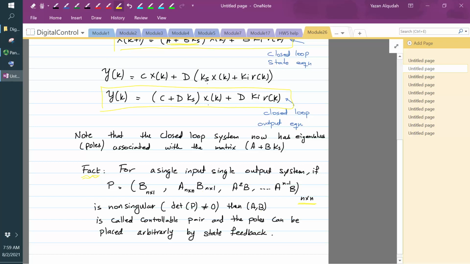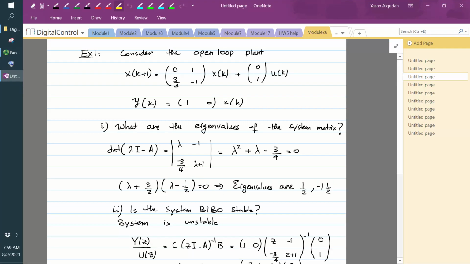And therefore, that means we can place the poles arbitrarily at any location by the state feedback. So again, if we establish this matrix P, that is going to be n by n, and if this matrix is non-singular, this means this system is controllable. The pair A, B is controllable, and this means we can place the poles at any location that we want using this state feedback.